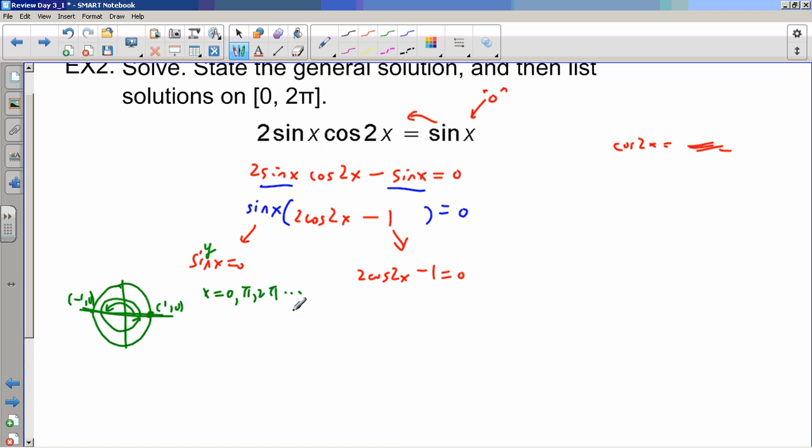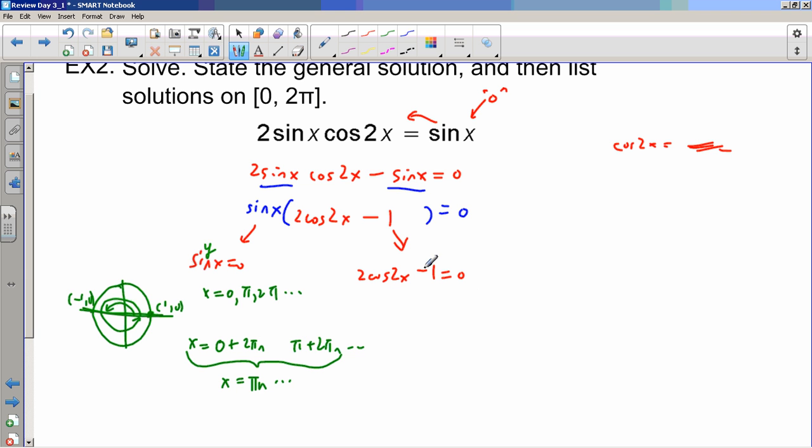So if I wanted to state the general solutions, I could say x is 0 plus 2 pi n, or pi plus 2 pi n, and so on. But really, it's just every pi, right? So I can put these together into one general solution, which is just pi n, right? 0, pi, 2 pi, 3 pi, 4 pi, 5 pi, all will be solutions here.